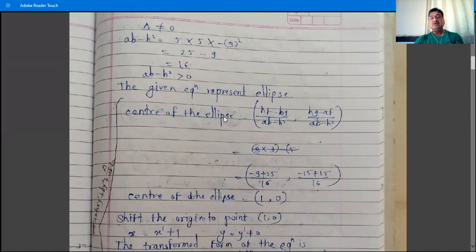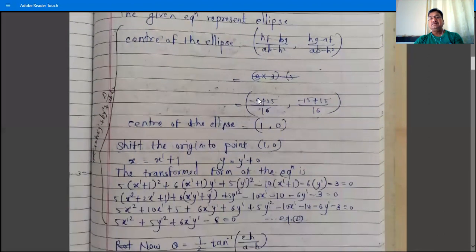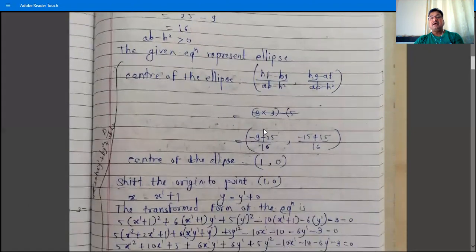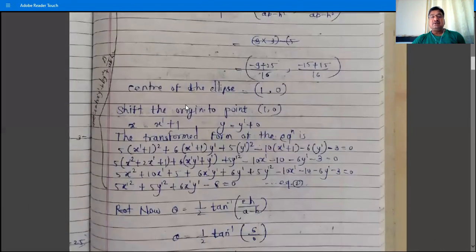So what is the center of this conic or ellipse? The formula is: (hf - bg)/(ab - h²), comma, (hg - af)/(ab - h²). So find hf minus bg is this, and then hg minus af is this: -15 plus 15 by 16, ab minus h² is 16. So we have the answer 1. This is 16 by 16, that is 1, and comma, in round bracket (1, 0). So this is the center of the ellipse.